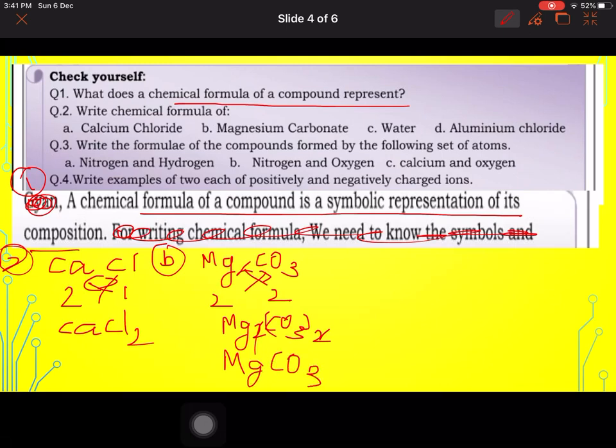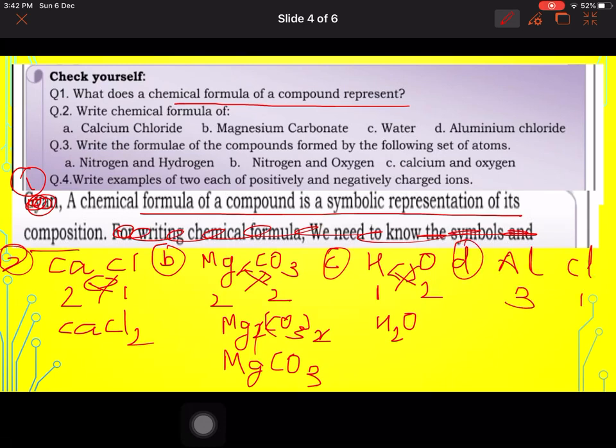Then water: hydrogen and oxygen, hydrogen 1, oxygen 2. So it becomes H2O. Then aluminium chloride, D part: Al 3, Cl 1, so it becomes AlCl3. So as you can see, we have written this.